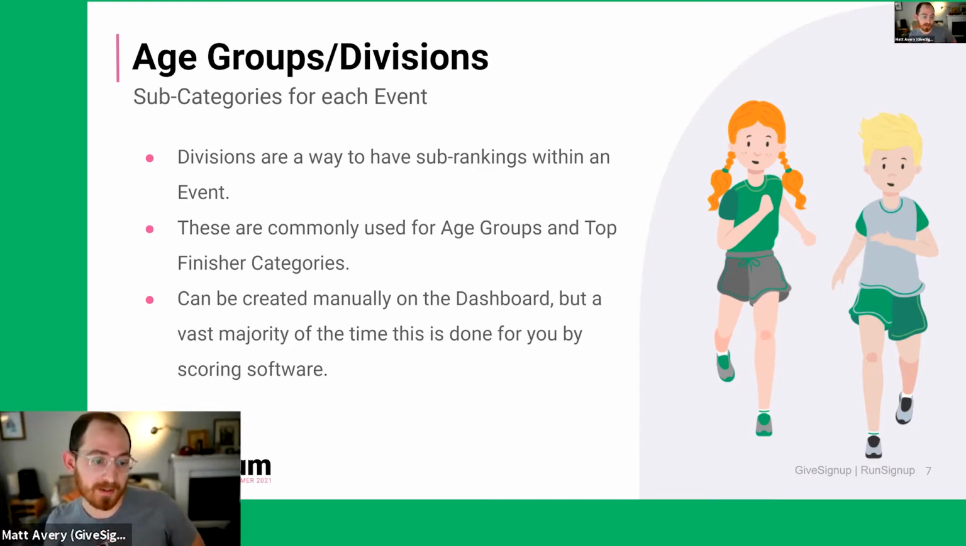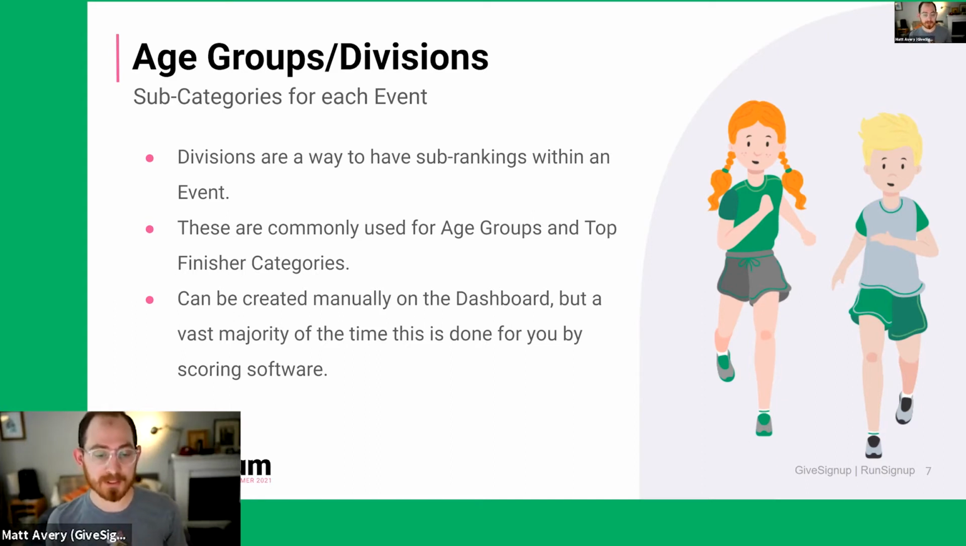So the way that divisions work on RunSignup is that they can be created manually on the dashboard. So it is possible to actually do all this stuff in the back end one by one. You could set up all your age groups, and when you upload a CSV of results, let's say, it could figure out who's in what age group and do all that for you.